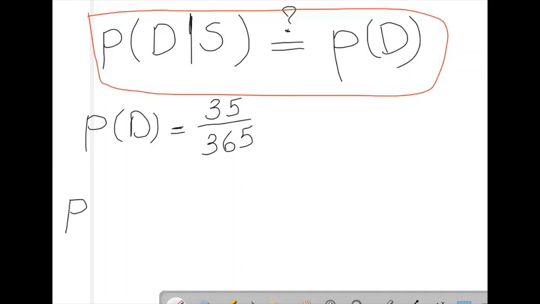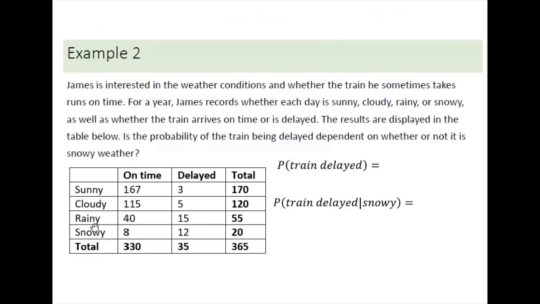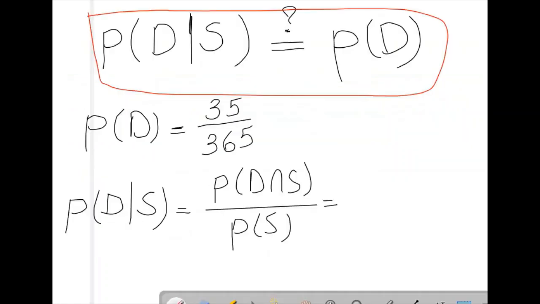But what is the probability of D given that S? It is the probability of D and S over the probability of S. So the probability of S at first, snowy. In 365 days, only 20 days were snowy. So the probability is 20 divided by 365.